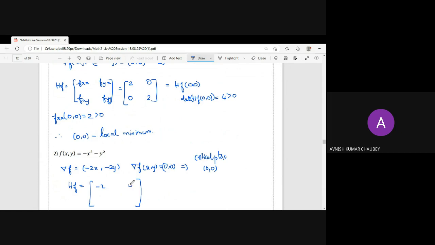Minus 2, 0, 2, 0, minus 0, minus 2. And what is the determinant of your Hessian matrix? This is 4. It is 4, which is positive.